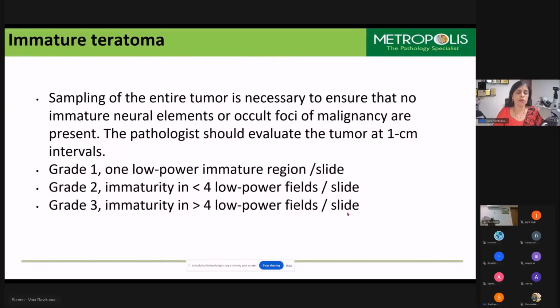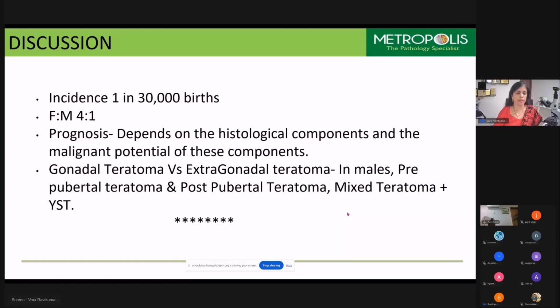Sampling of the tumor: this is the most important take-home message in this case. You have to sample every 1 centimeter. You should not miss any immature neural elements. You should not miss any occult foci of malignancy. So we grade 1, grade 2, grade 3, depending upon the immature region per slide. One low power field of immature region in 1 slide, grade 1. Immature tissue in less than 4 low power fields per slide, grade 2. Immature tissue in more than 4 low power fields per slide is grade 3. In our case, it was grade 3, which is the high grade. That's how we have termed this case.